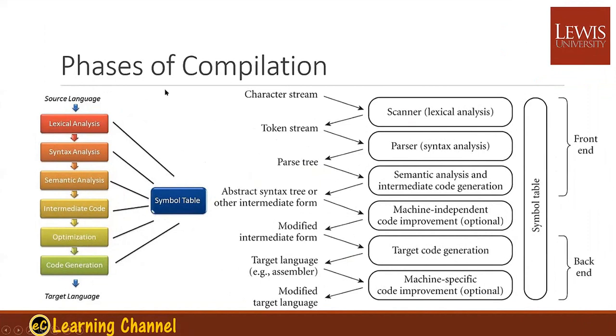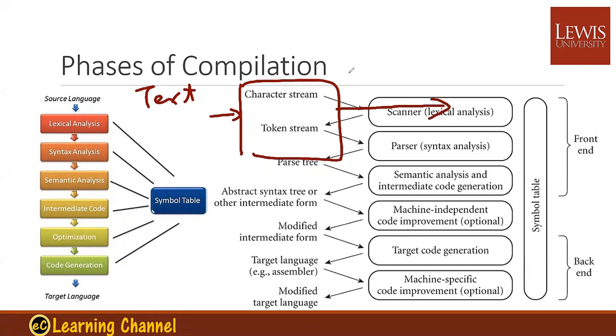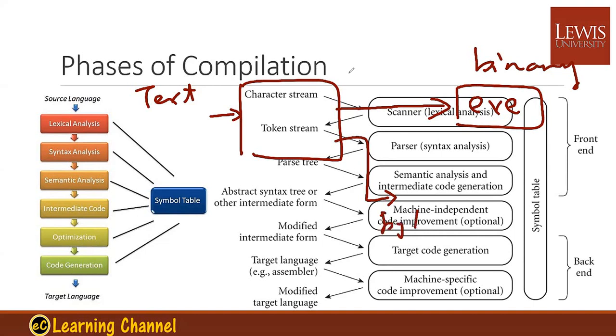So let's look at the phases of compilation. Okay, so you deal with text. We talk about text processing. Okay, and you process text, and the outcome will be compiled to a binary code, an exe file. It can be processed into some sort of bytecode, and that bytecode is run by a virtual machine.